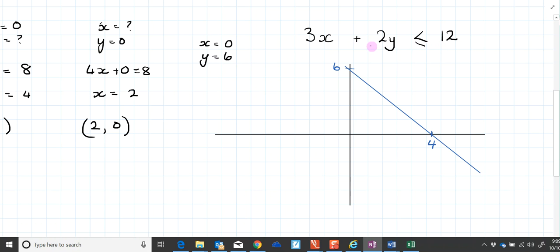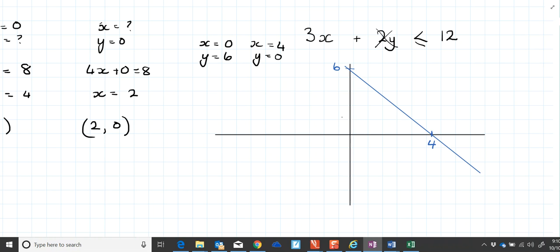Y is 6. 2 times what makes 12? 2 times 6. And when y is 0, we can forget about that and say 3x must be less than or equal to 12, we're doing equal to, so what will x be if 3x is equal to 12? 4. So we've got those two coordinates, 4, 0 and 0, 6.